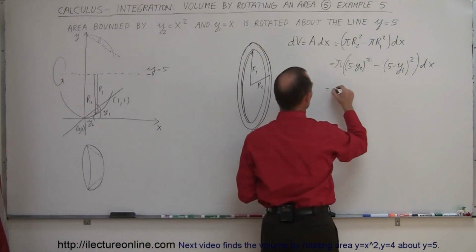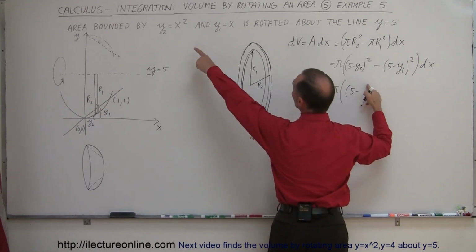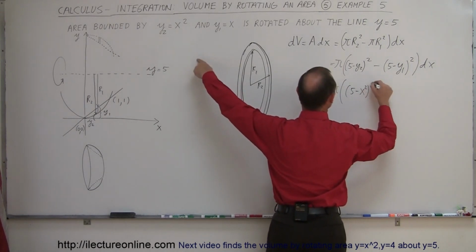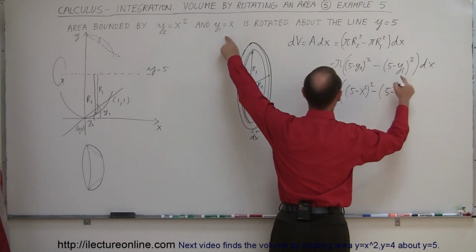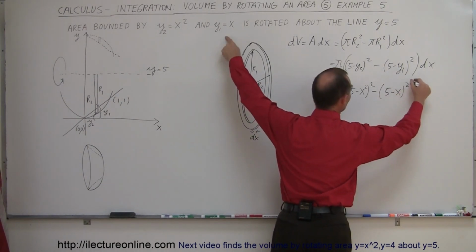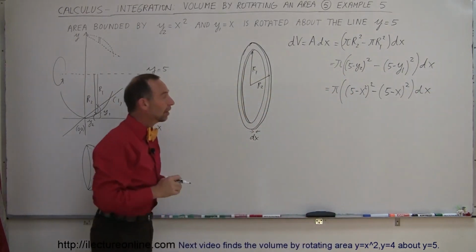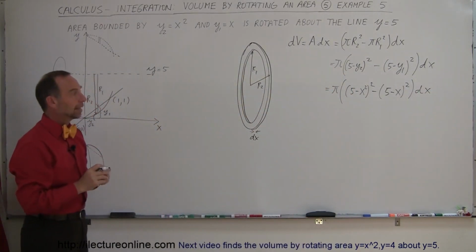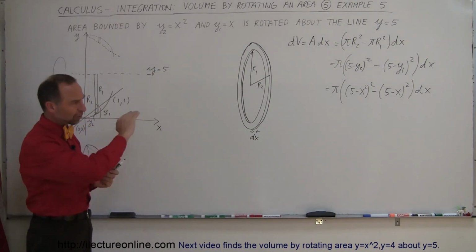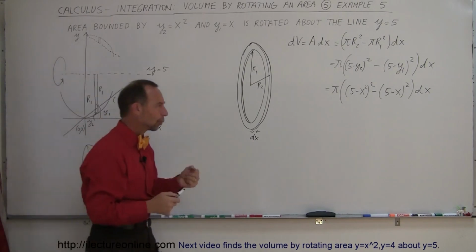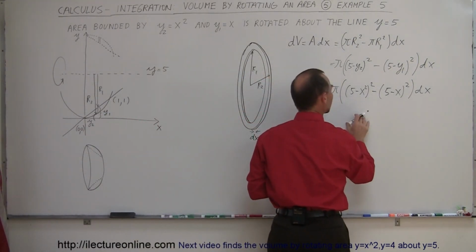So this is equal to pi times the quantity 5 minus y2, which is x squared, quantity squared, minus 5 minus y1, and y1 is x. We also have to square that, times dx. And now we have a nice little volume element, that little washer there. And now all we have to do is integrate all those volumes, all those dVs. However, let's clean it up a little bit. Let's work out the squares here, where we square the binomials.